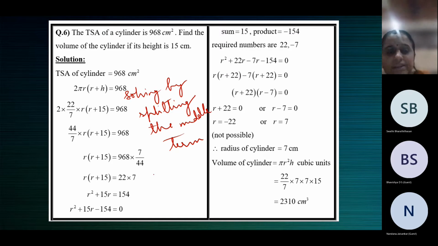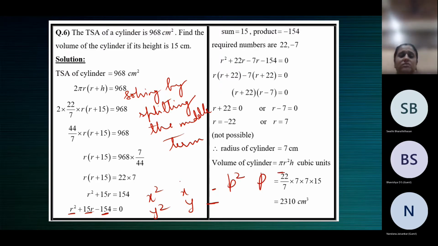When to use this method? When can you solve by splitting the middle term? When the equation has one R square term, R term and constant, or X square term, X and constant, or Y square term, Y and constant, any variable, P square term, P term and constant.